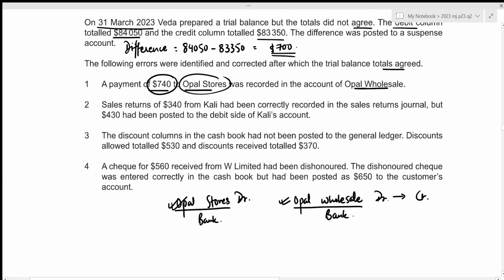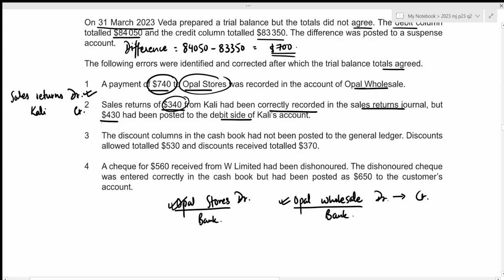Now, sales returns of 340 from Kali have been correctly recorded in the sales returns journal, but 430 had been posted to the debit side of Kali's account. So the correct journal for this would have been sales returns debit to Kali credit. And the correct entry would have been 340. And we were told that it had been correctly recorded in the sales returns journal. So we do not have to worry about the debit side.